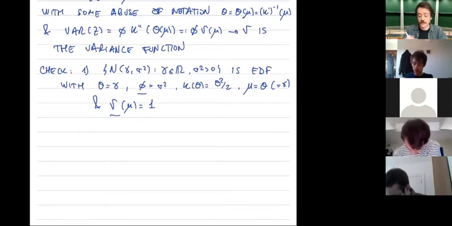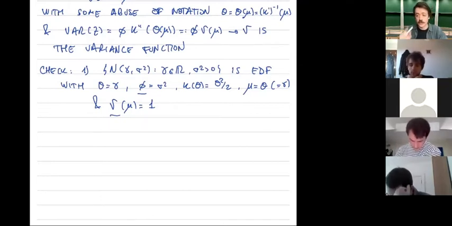Okay, so you have to write the PDF of a normal distribution in such a way that it satisfies the definition of the EDF, and then try to identify each of the parameters from that expression, right?